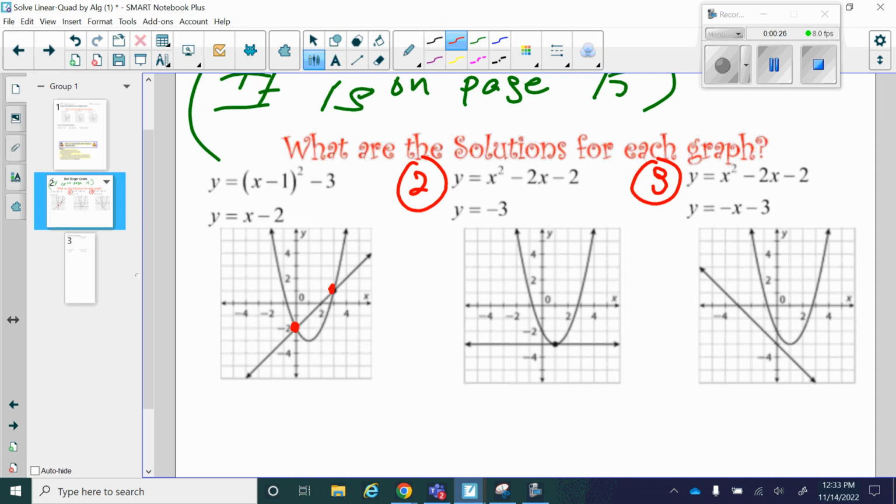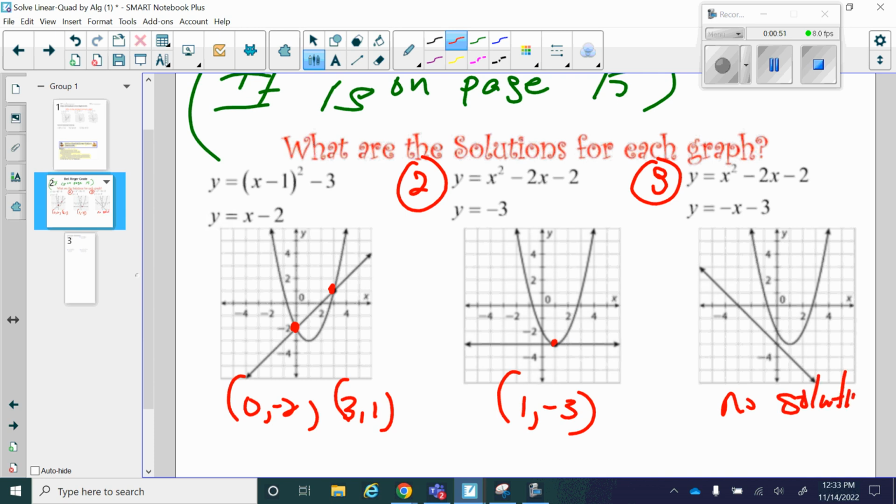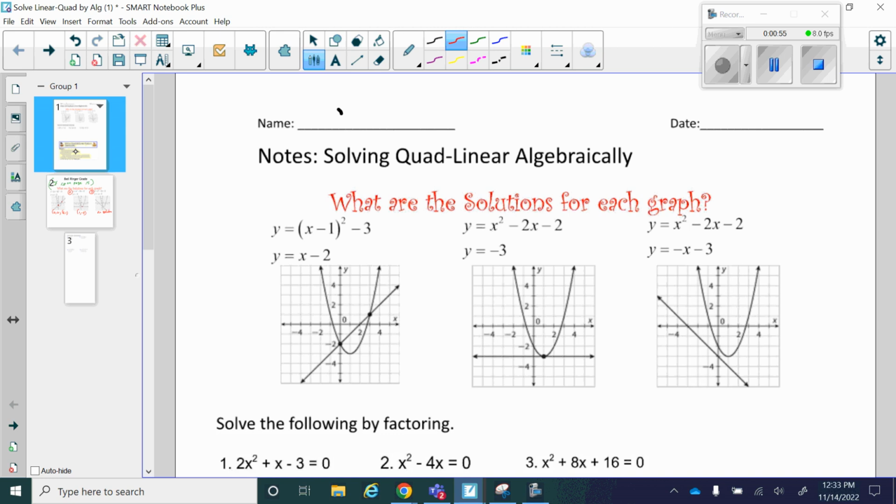Okay. So the first one will be (0, -2) and (3, 1). For the second system, there's only one intersection, which occurs at the vertex, which is (1, -3). And this one has no solution because the lines do not intersect. No solutions.